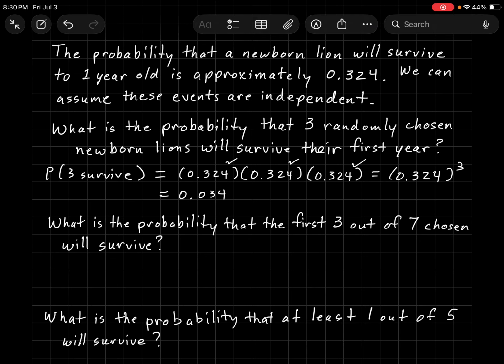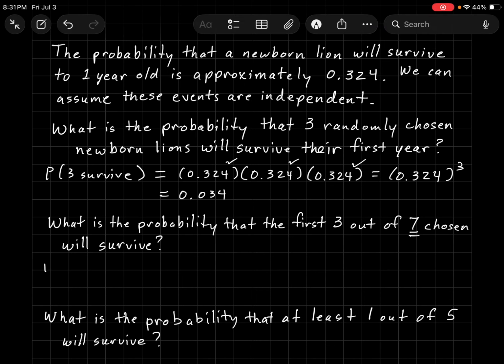For example, when I do the next part, what is the probability that the first 3 out of 7 chosen will survive? Do we have multiple events? Sure. How many events do we have? If you said 3, that would not be correct. We are choosing 7 things. Since we have 7 choices, we should be multiplying 7 things together.